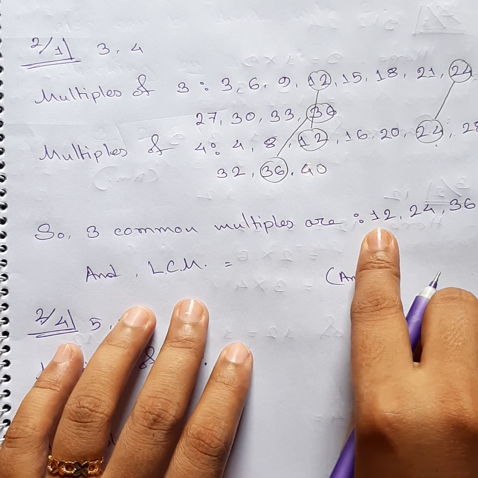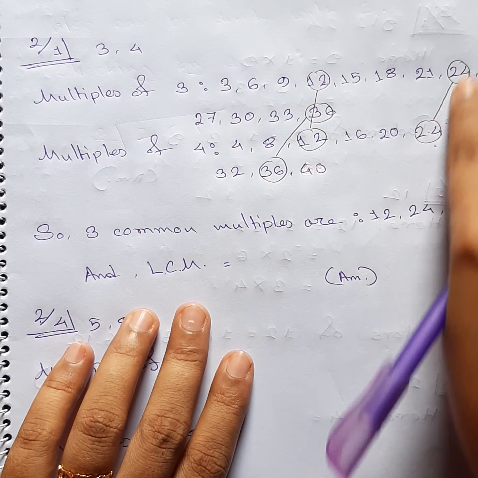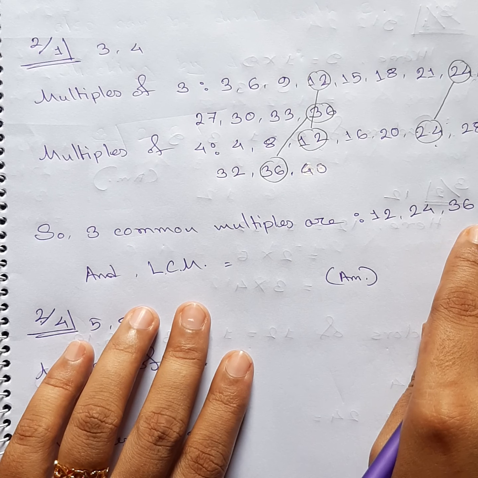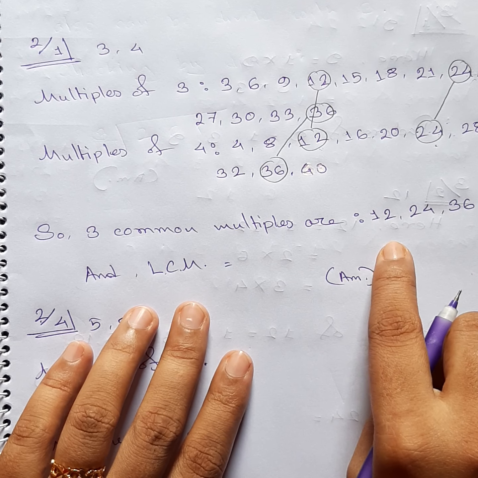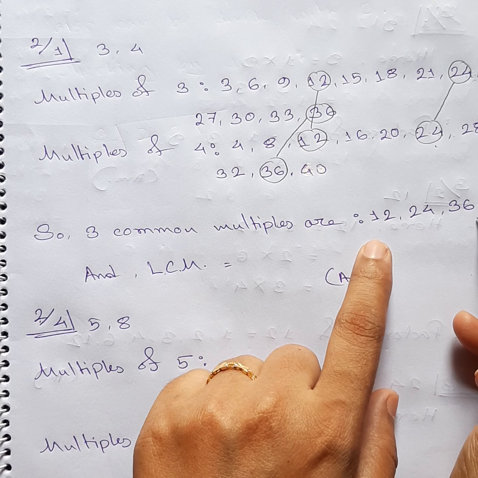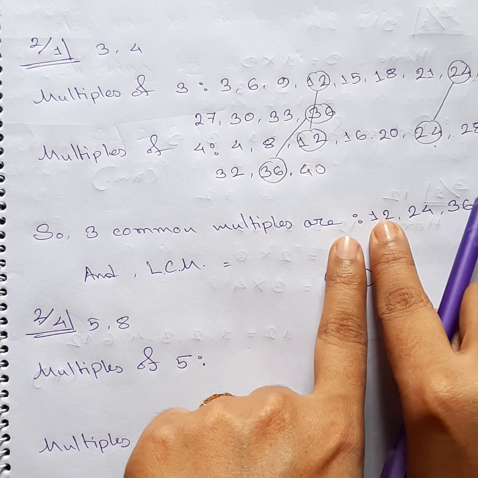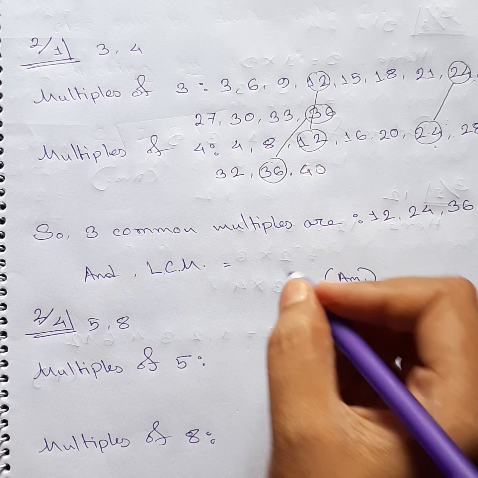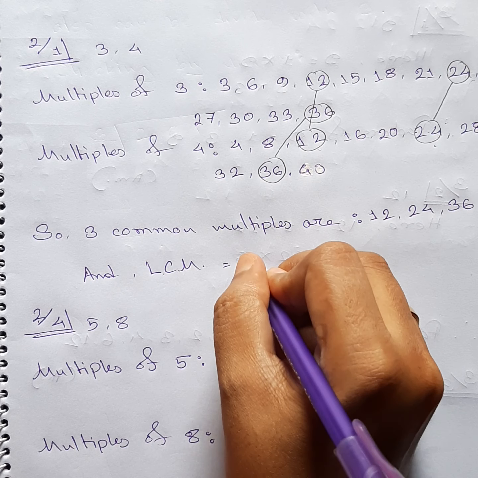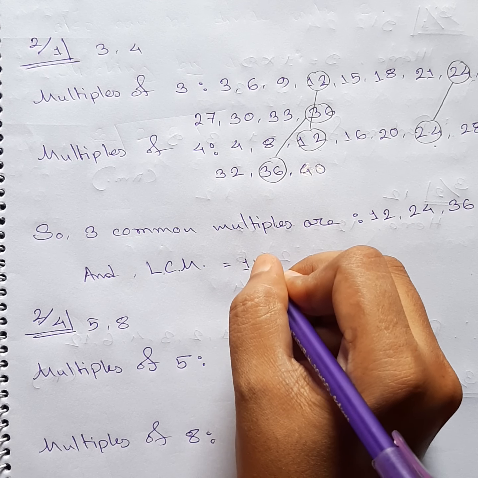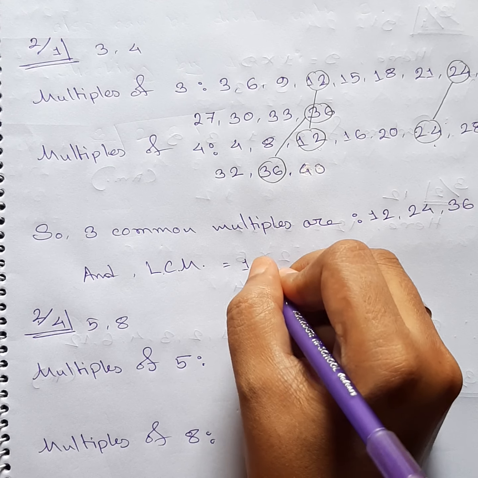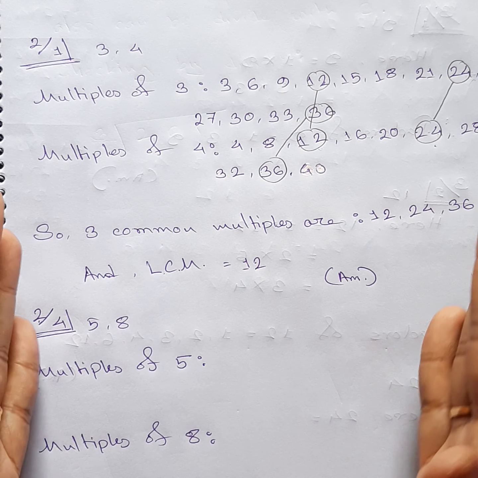Okay, as you can see, we have got the 3 common multiples from here, and we have written them down, and the least one of the 3 common multiples is actually 12. The smallest one is actually 12. Our LCM is 12. This is your answer.